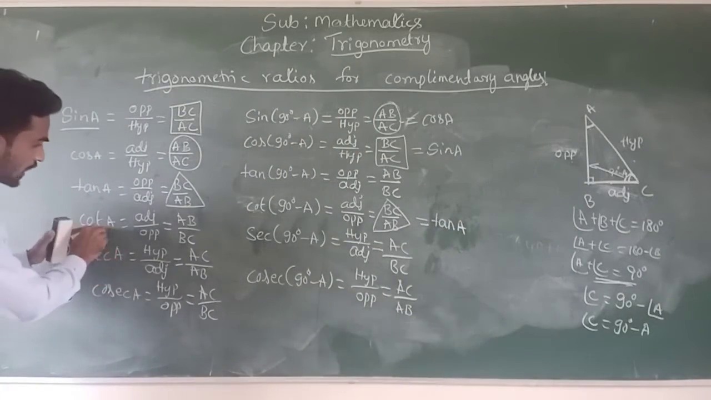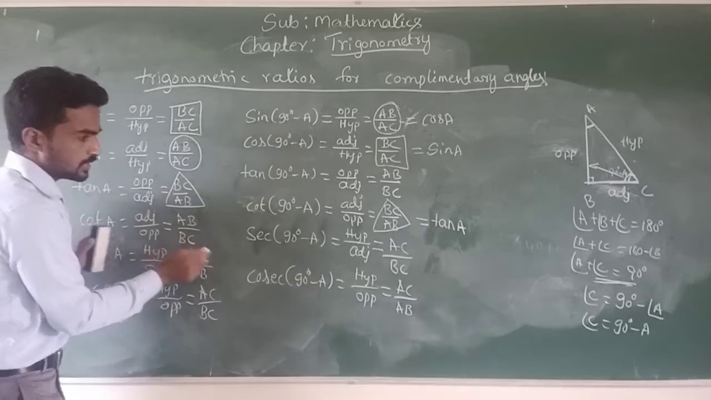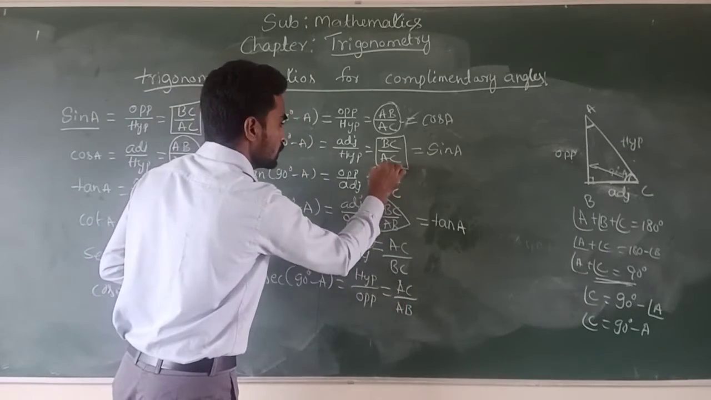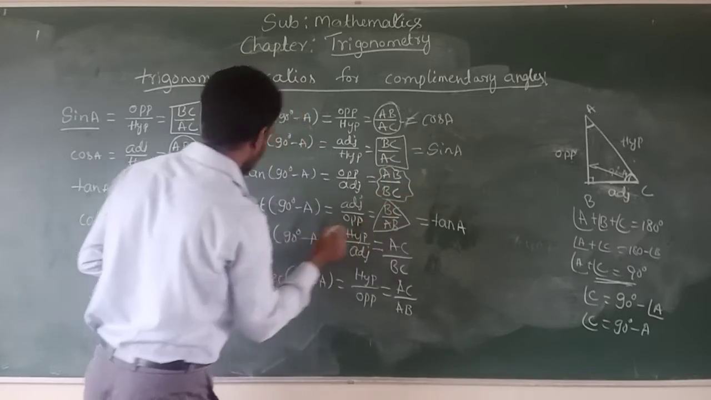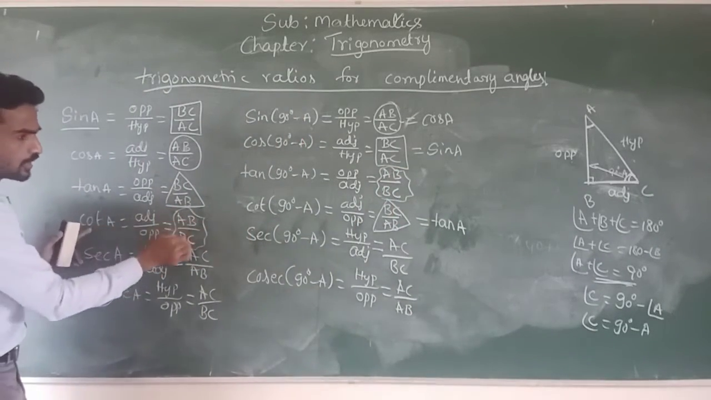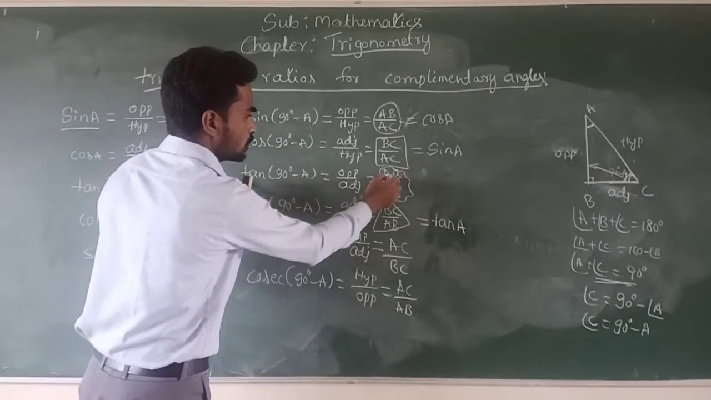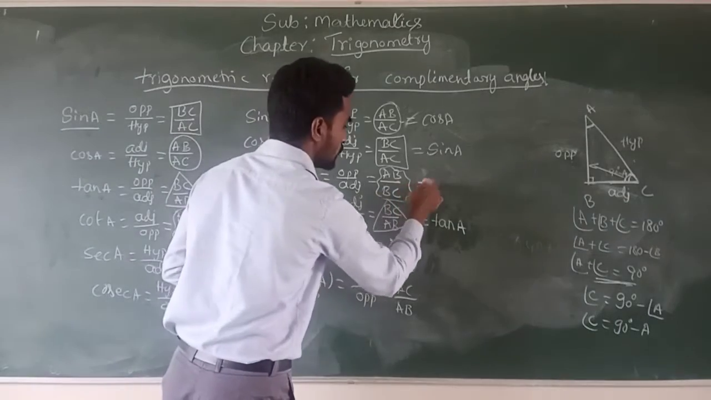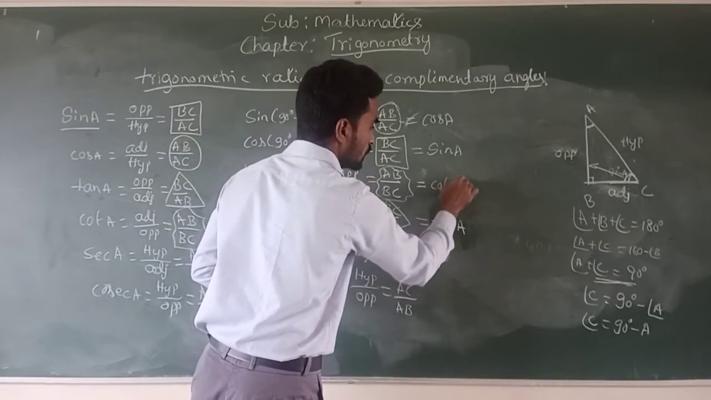Next, for cot A, AB divided by BC is there. Here AB divided by BC is there, this one and this one. Cot A is equal to AB divided by BC. Tan 90 minus A is equal to AB divided by BC. Both are equal. Then tan 90 minus A is equal to cot A.